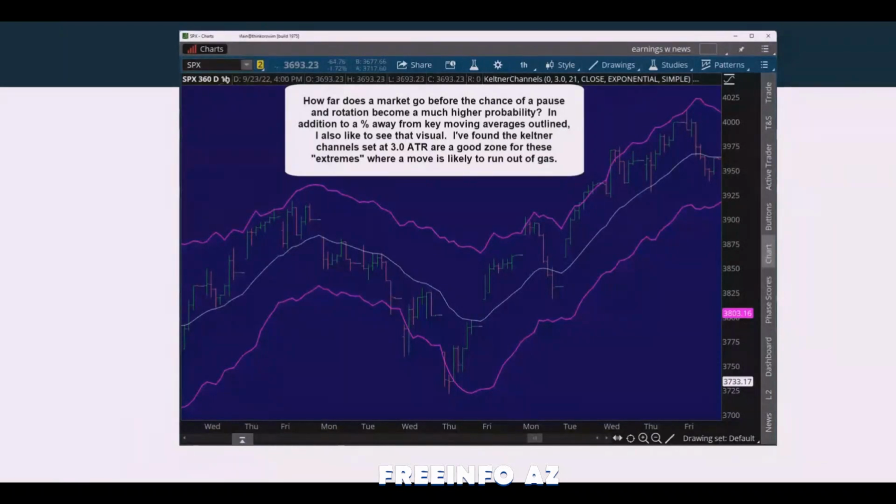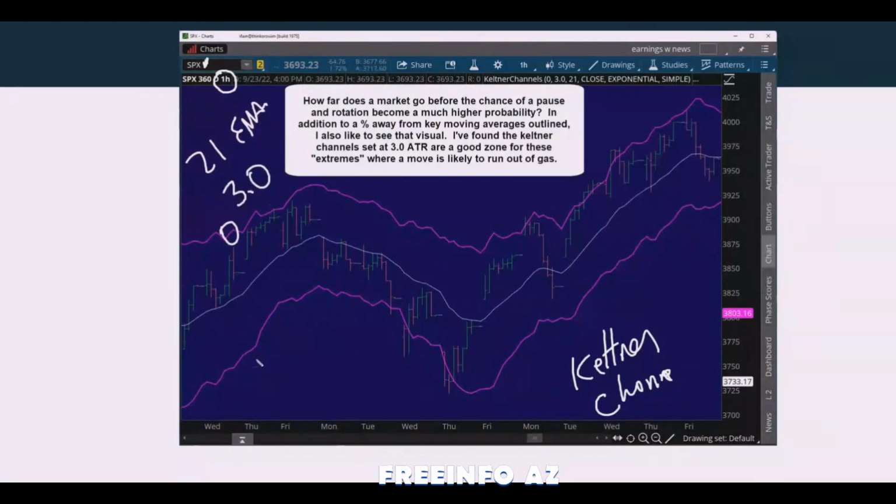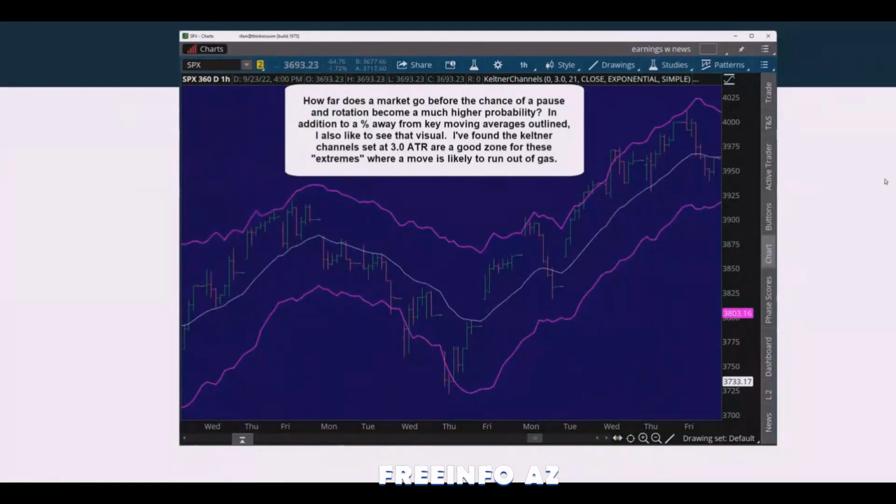This is a 1-hour chart, and of course this is the SPX. These are just the Keltner channels, set with the 21 EMA in the middle and an ATR multiple of 3.0. I'm just looking for those extreme moves. You can see that this puts a ceiling on upward price before we get that reversion back, and puts a cushion down here too. If you want that extra visual, that is a way to do that.